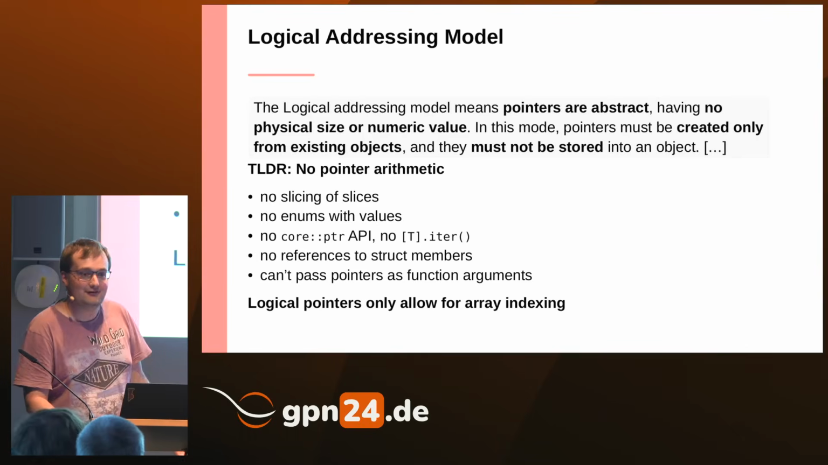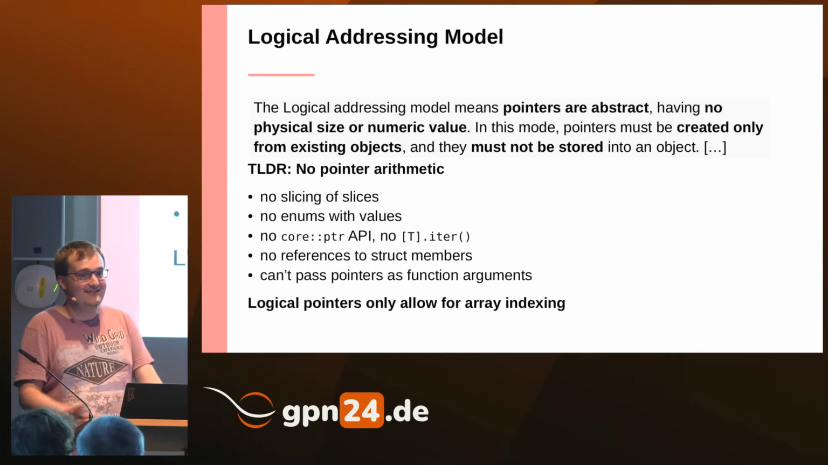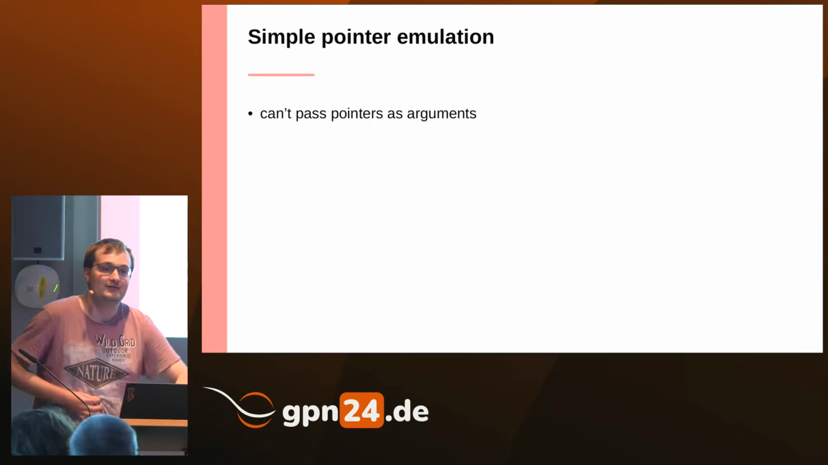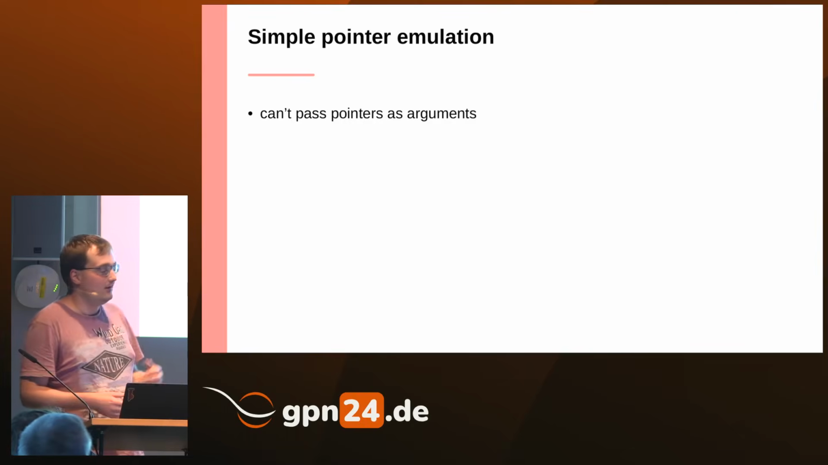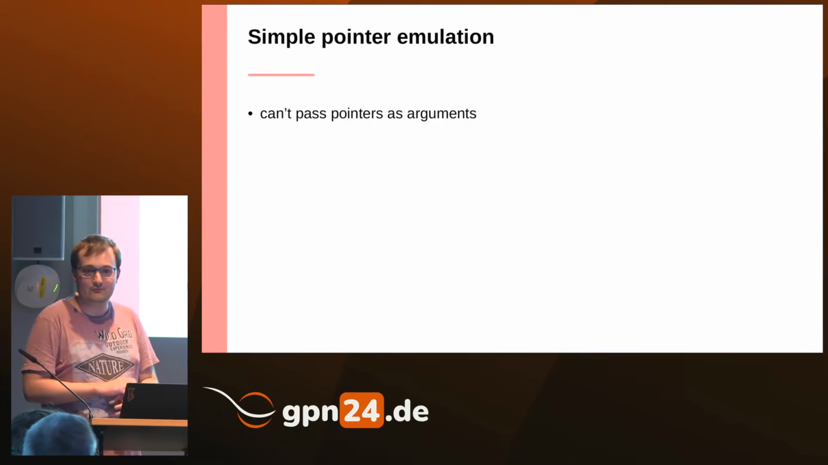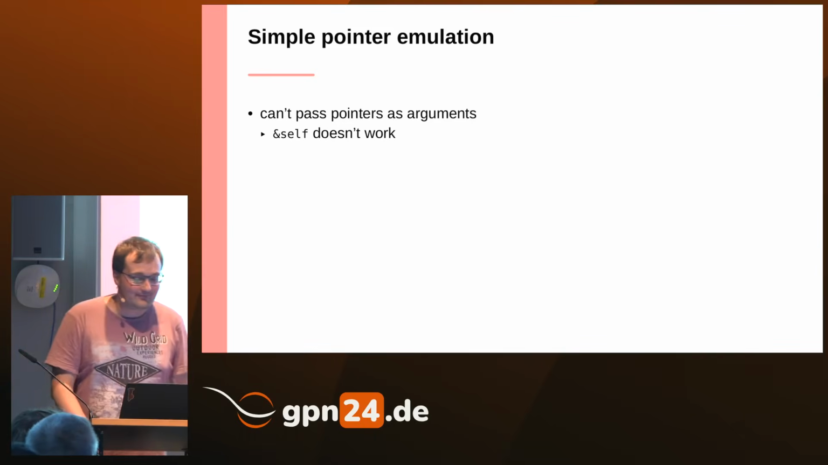The only real thing you can do with logical pointers is array indexing, and that's it. That's the only big use case of them. The most annoying limitation you'll see is not being able to pass pointers as arguments. That is super annoying in Rust, because reference self is passing by reference, right? So that's a pointer.